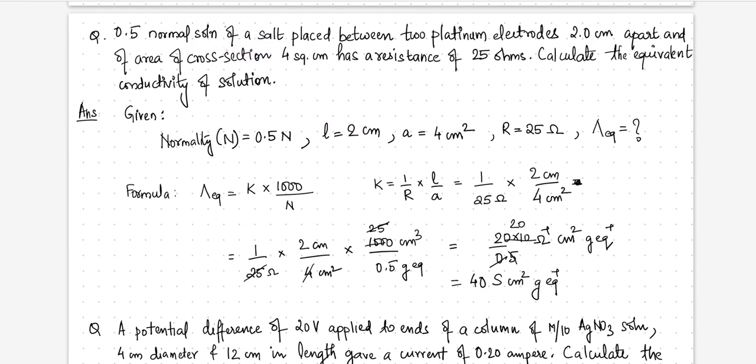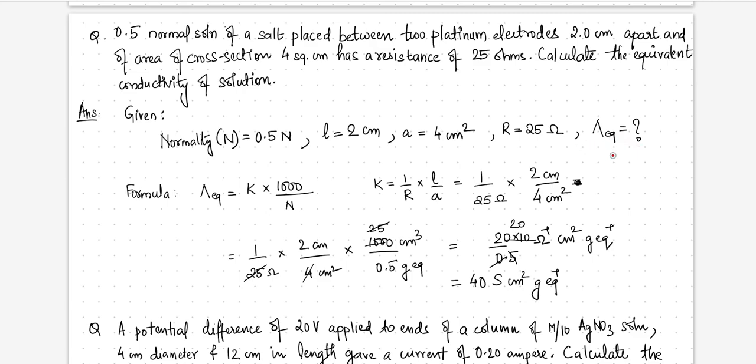This is another question. As you can see, we are given a 0.5 normal solution. That means normality is given as 0.5 normal of a salt placed between two platinum electrodes having a length of 2 centimeter, and the area of cross section is 4 centimeter square. It has a resistance of 25 ohm, so R is given to be 25 ohm. We are asked to calculate the equivalent conductivity of the solution, that is lambda EQ.